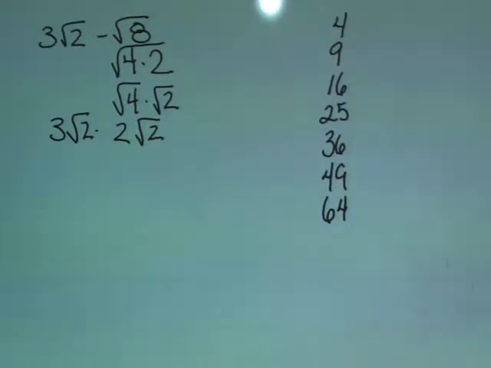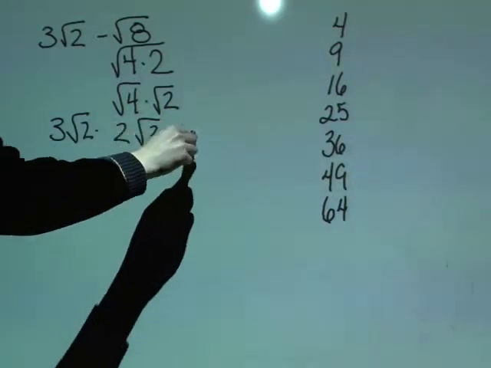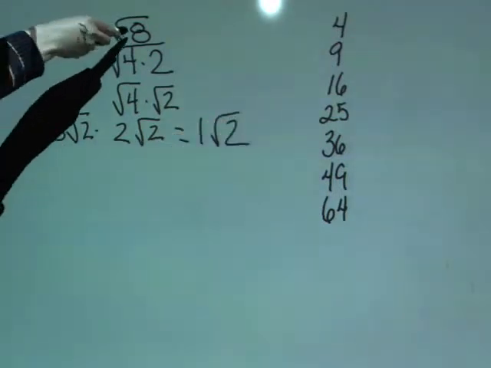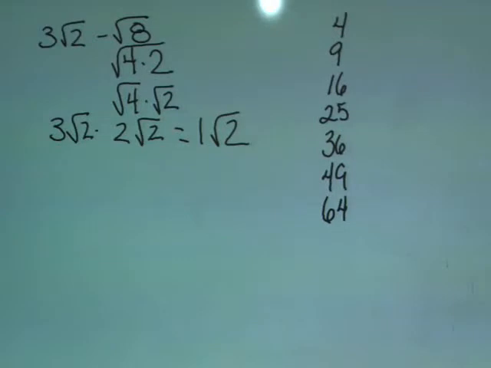Because I have 3 root 2's minus 2 root 2's. Well, if I have 3 root 2's and I take away 2 root 2's, I'm left with 1 root 2. And that's the solution. 3 root 2 minus root 8 is the same as 1 root 2.